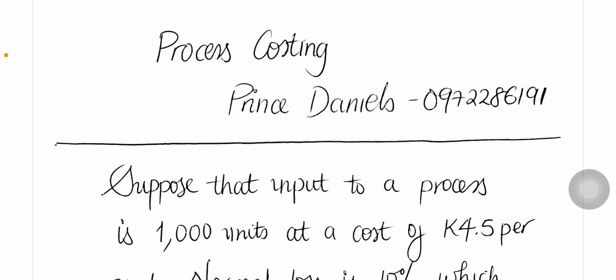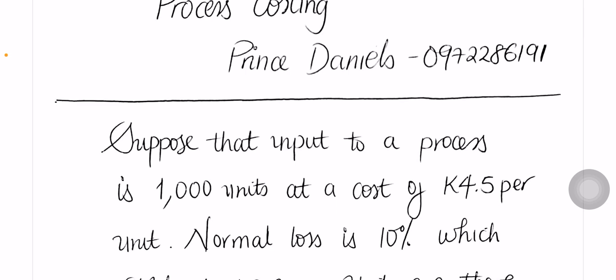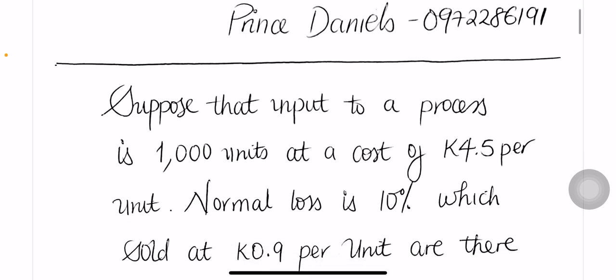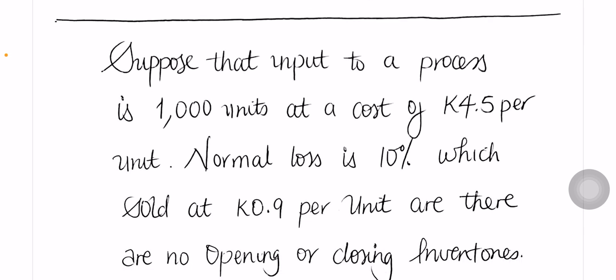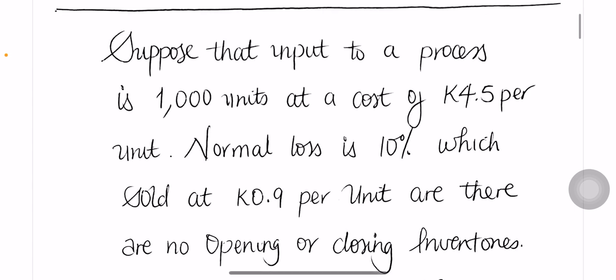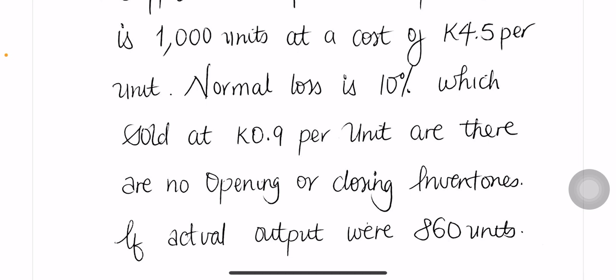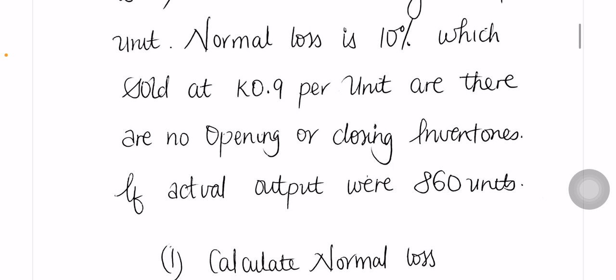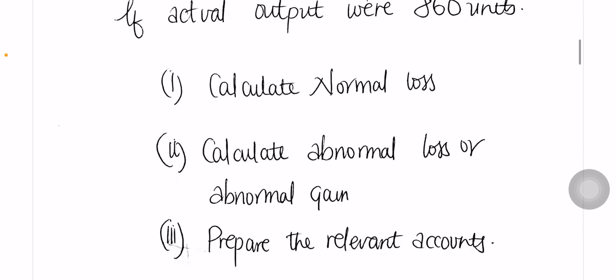Okay, so process costing. Very interesting question here. It says, suppose that input to a process is 1,000 units at a cost of 4.5 per unit. Normal loss is 10%, which is sold at 0.9 kwacha per unit. And there are no opening or closing inventories. If actual output were 80 units, calculate normal loss, calculate abnormal loss or abnormal gain, prepare the relevant accounts.